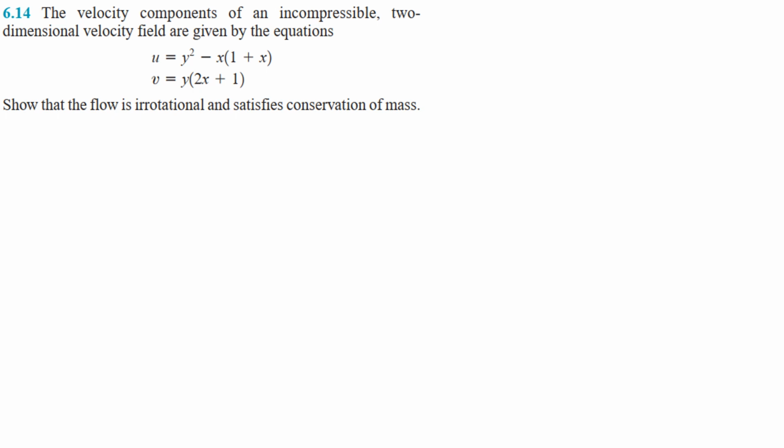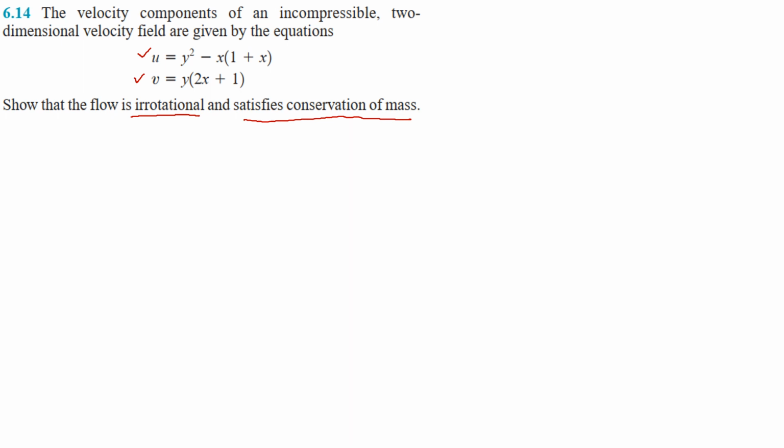Now in this problem again we have a velocity field given, and what we need to find is whether the flow is irrotational and whether it satisfies the conservation of mass principle. So the velocity field is given in terms of the x and y components of velocity. This is the u velocity component, this is the v velocity component, and using these two we are going to find whether this flow is irrotational or not, and whether it satisfies the conservation of mass principle.